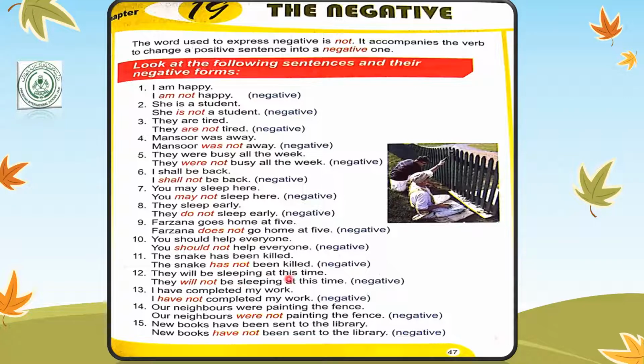They will be sleeping at this time. They will not be sleeping at this time. I have completed my work. I have not completed my work. Our neighbors were painting the fence. Our neighbors were not painting the fence. New books have been sent to the library. New books have not been sent to the library.